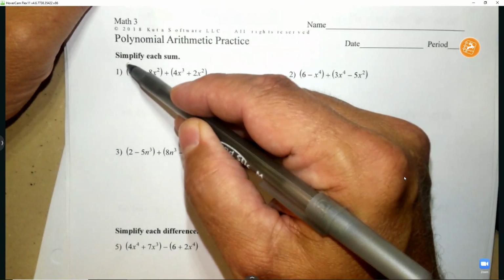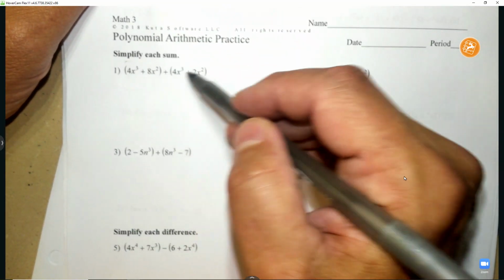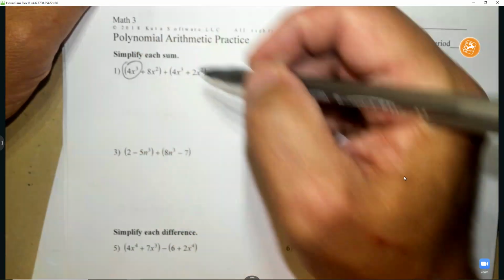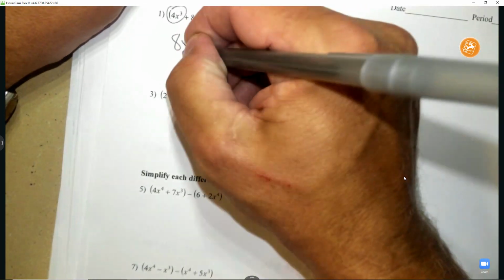So I'm going to circle the term with the biggest exponent in this whole thing, which is this one right here, x cubed. And is there one that matches it? And then I'm going to add them together. And 4 plus 4 is 8. That's how many x cubes I have.